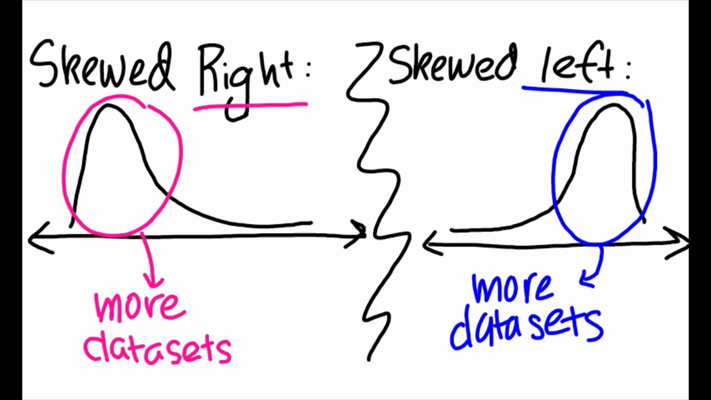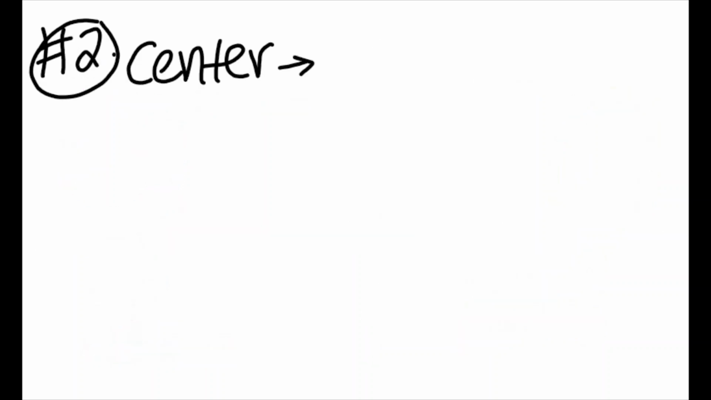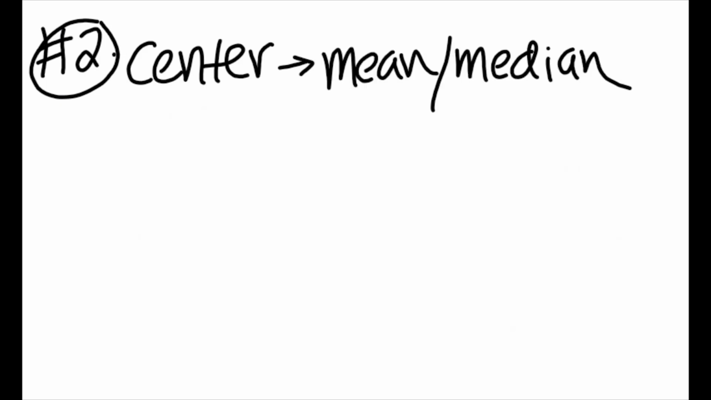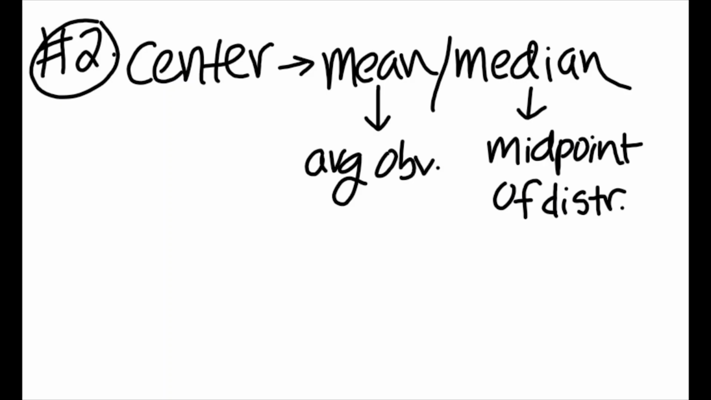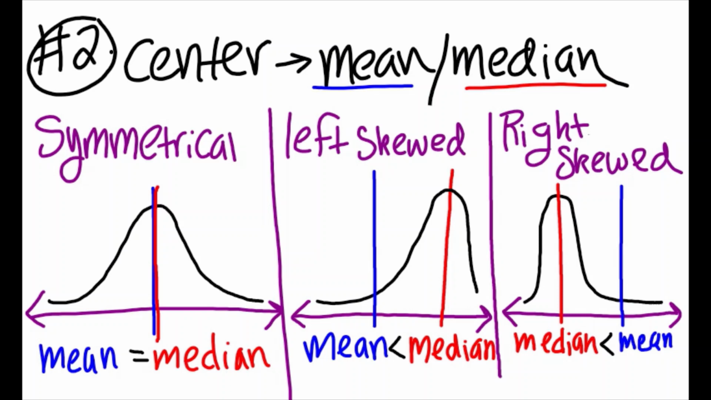Our second quality of distributions is the center, which is characterized by the mean or median of a graph. The mean is the average of our observations, and the median is the midpoint of our distribution. We can see that when a graph is symmetrical, its mean equals its median, while a skewed graph will have a median or mean that is greater than the other measure of center. With our mean being less than our median when our graph is left skewed, and our median being less than our mean when our graph is right skewed.